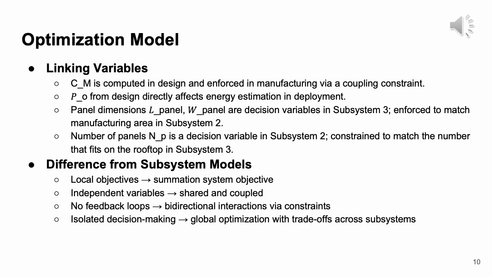First, the linking variables like material cost, power output, panel dimensions, and number of panels form the backbone of our coupling across subsystems. These were previously treated as fixed parameters, but in our system-level model, they are jointly optimized and enforced via constraints. Second, compared to the individual subsystem models, the system model allows for shared variables, bidirectional interactions, and global optimization, leading to better trade-off handling and overall performance.